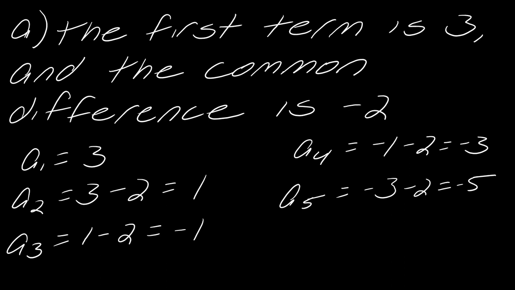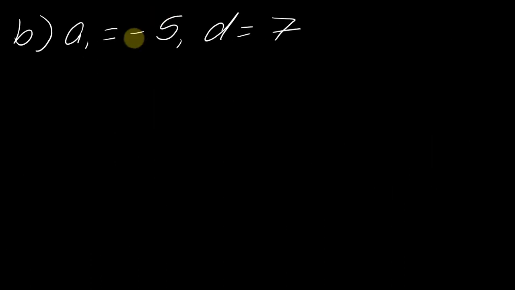Okay, so let's do another one. Now my first term is going to be negative 5, and the common difference is 7. I recommend that you pause here for a second and write out the 5 terms, and then hit play when you're ready.